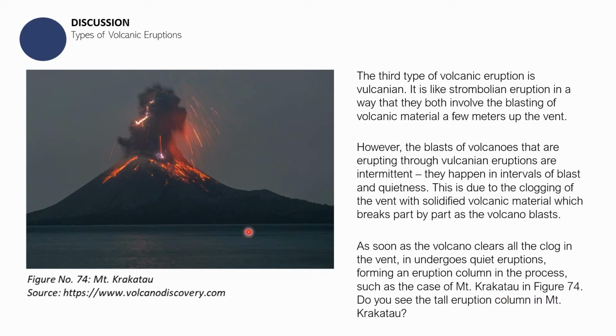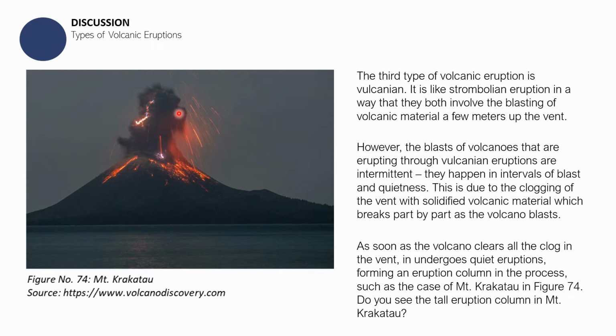This is the case of Mount Krakatau. So, I hope that you can see the tall column of Mount Krakatau. Because it blasts intermittently, this column really forms. This one right here is what we refer to as the column produced in the process of the intermittent blasting of volcanoes that erupt through Volcanian eruption.